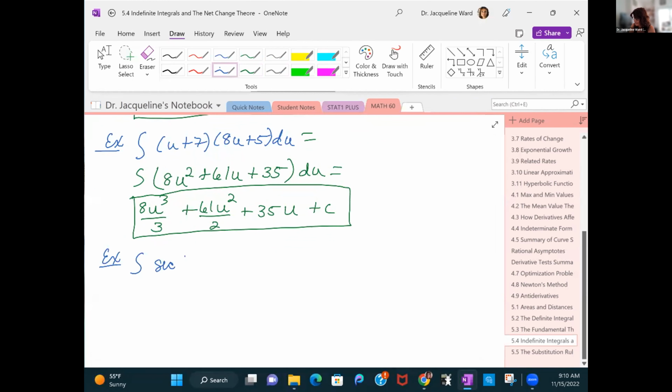All right, how about secant t times 8 secant t plus 3 tan t dt? Again, there we have two factors. The secant is multiplying the parentheses, multiplying the dt. So I can distribute that secant.